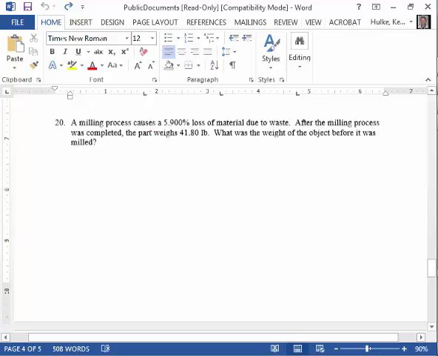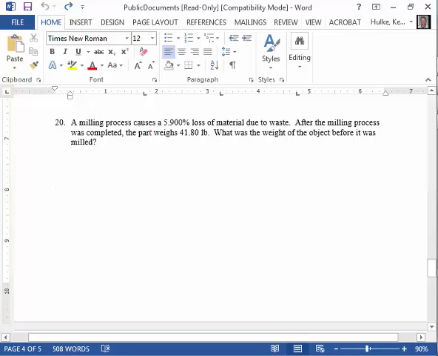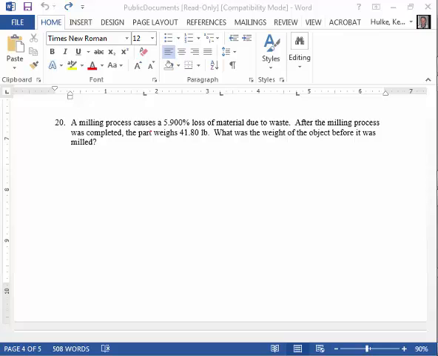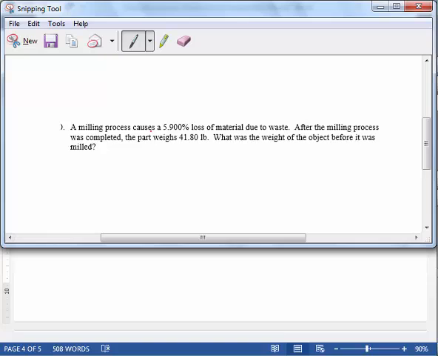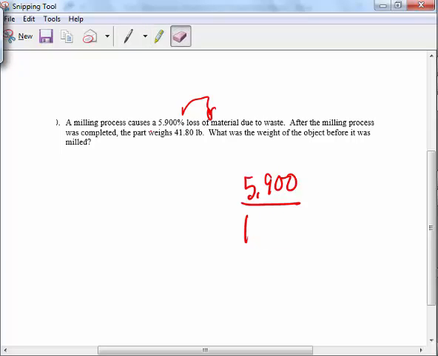causes a loss of 5.9% of material due to waste. After the milling process was completed, the part weighs 41.8 pounds. What was the weight before it was milled? Okay. So this is a percent problem. We have, remember, percent is always of something. So it's 5.9 over 100, and percent means per 100.